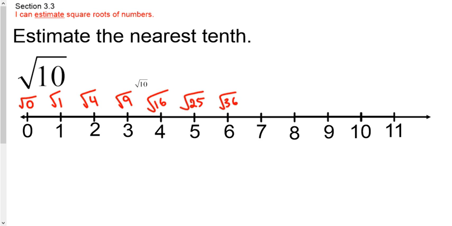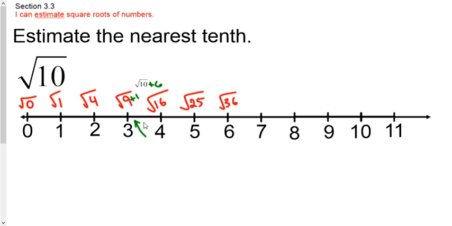If you're trying to figure out which square root it's closer to, do this. This is the square root of 9. What do I have to add to 9 to make 10? I'd have to add 1. So it's only one spot away from the square root of 9. What would I have to add to 10 to get to 16? I'd have to add 6. So as a result, it's a lot closer to the square root of 9. And what's the square root of 9? It's 3.